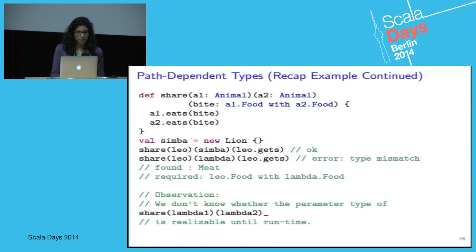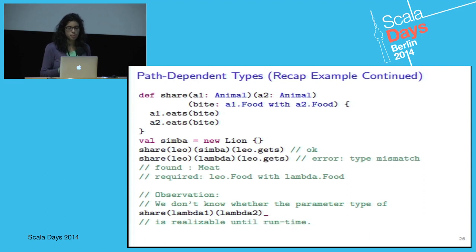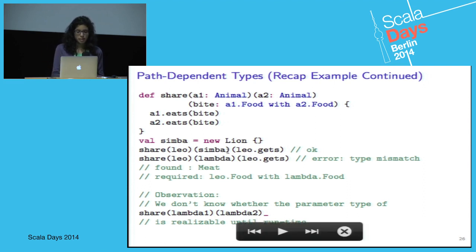Okay. And what about sharing a bite? If you have two animals, then they might want to share a bite. And for this to work in Scala, I'm using the with instead of the dot and, but the idea is the same. So if we have two lions, Simba and Leo, they can actually share a bite, and Leo.gets has this type Leo.Food, and this is Meat, and Simba.Food is also Meat, so that works. On the other hand, if Leo tries to share a bite with an unknown animal, it doesn't work because Leo.gets is expanded to Meat, and then here we require something that both Leo can eat and lambda can eat. And since we don't know what lambda is, we can't guarantee this statically.